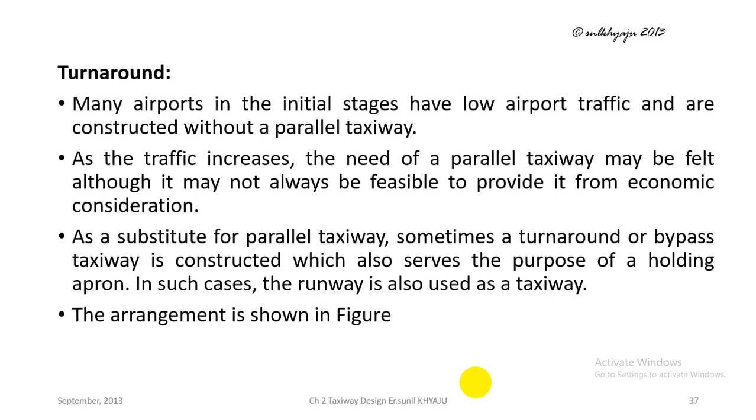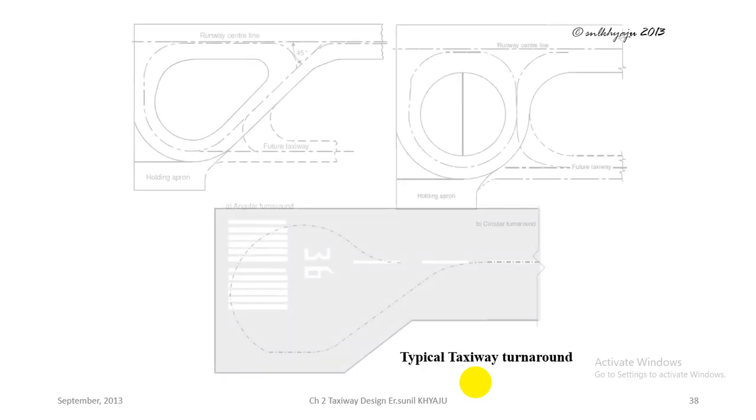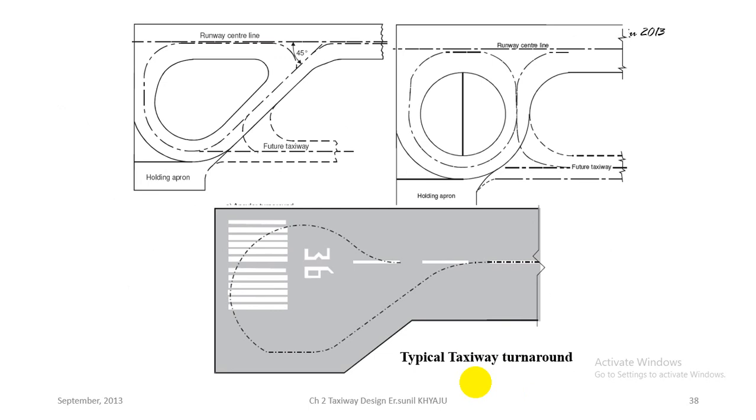The arrangement is shown in figure, and this is a turnaround. When the aircraft is ready to take off, then the aircraft enters the runway and travels to one edge of the runway, and the edge of the runway is slightly widened with respect to width of the runway, and this widened area where the aircraft can make a 360-degree turn is called turnaround.